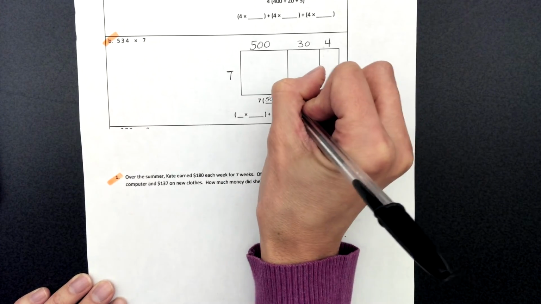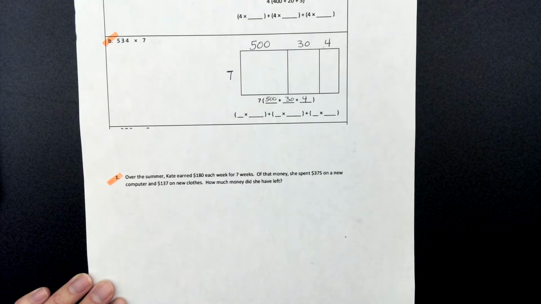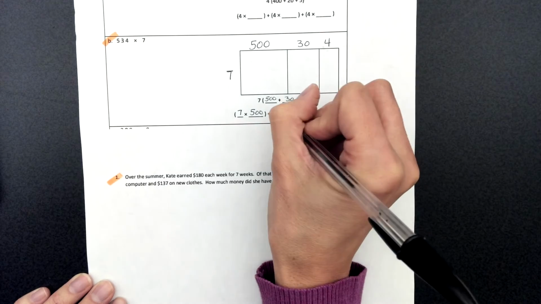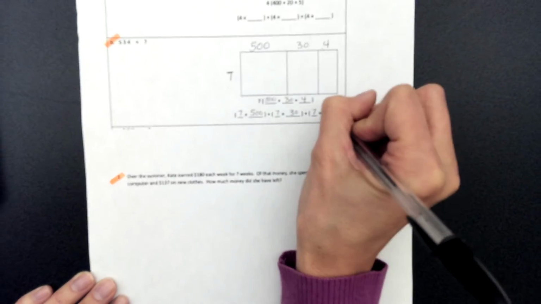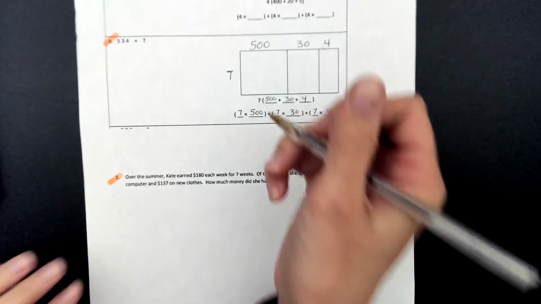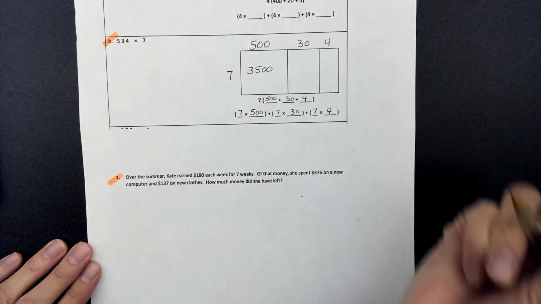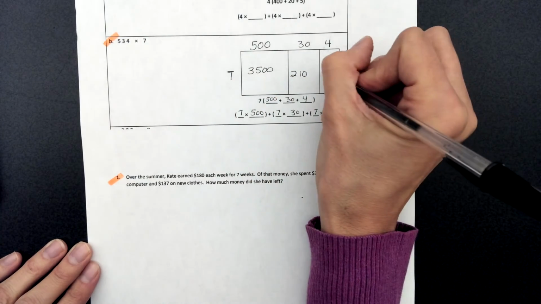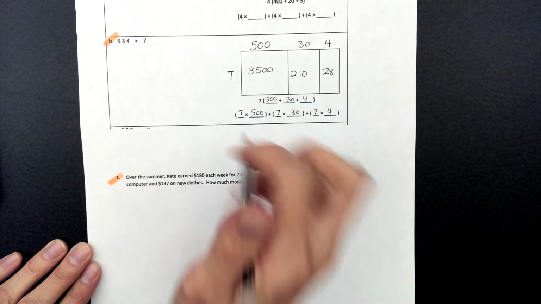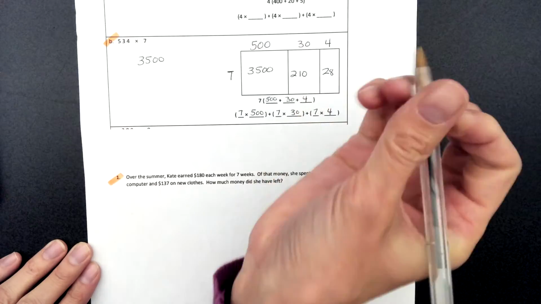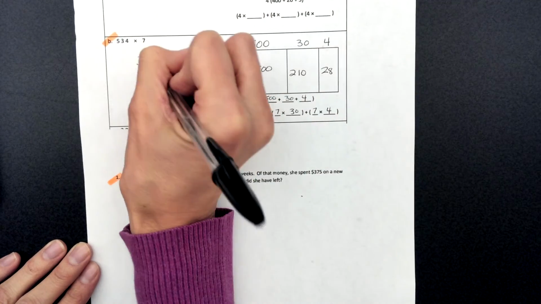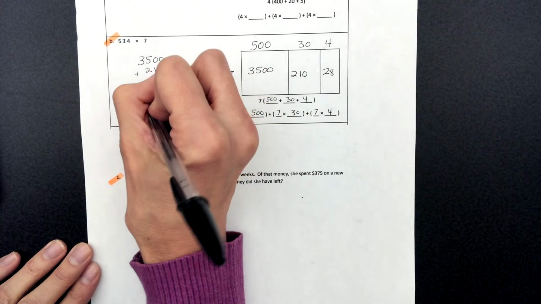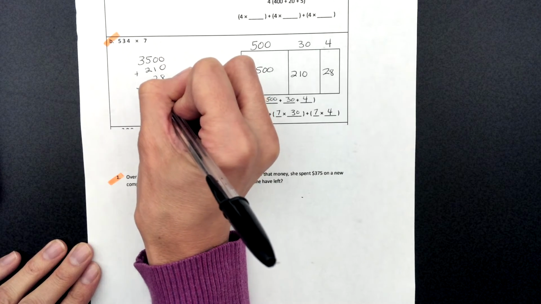So we fill in our spaces, 534. And then as I said, each is a little area problem by itself. 7 times 500, 7 times 30, 7 times 4. So 7 times 500 gives us 3,500. 7 times 30 gives us 210. And 7 times 4 is 28. Then we just have to add all 3 of those together to get our total area. Should be 3,738.